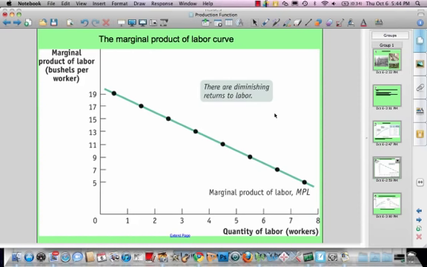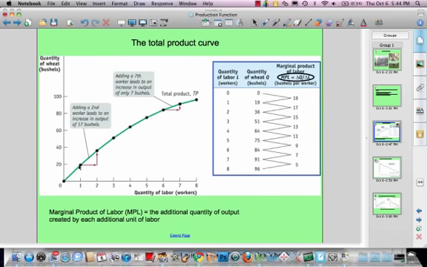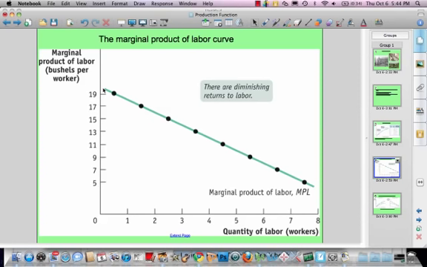Now let's take a look at the marginal product of labor curve. All the marginal product of labor curve shows us is bushels per worker plotted against the quantity of labor. And what this tells us, similar to the total product curve, is that we're going to get a decreasing marginal product every time we add a unit of input, and the unit of input in this case is labor.